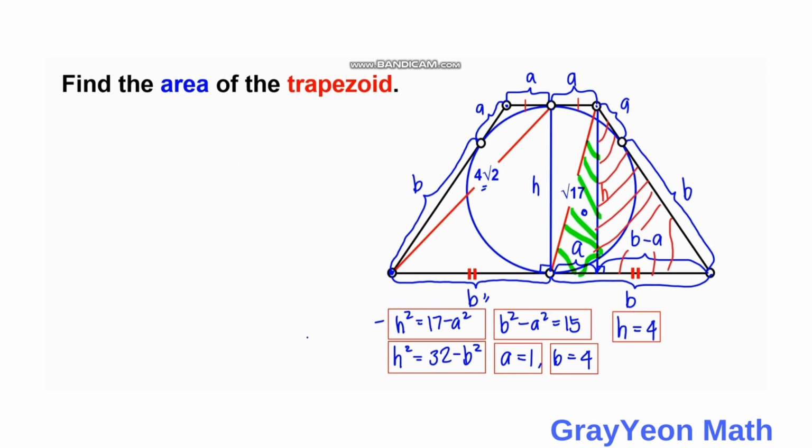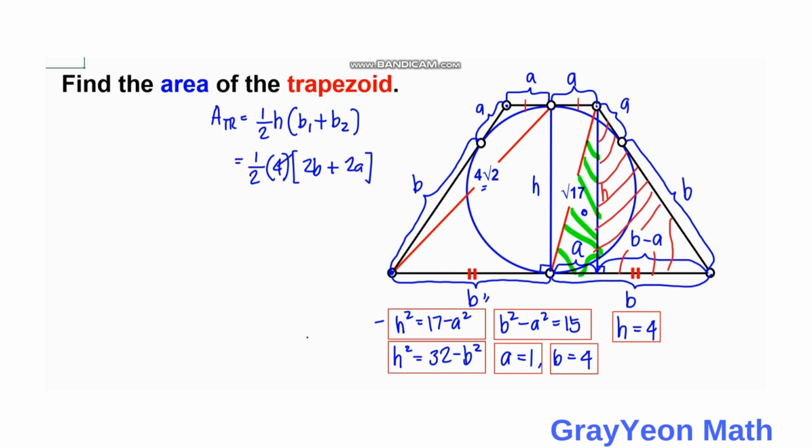Okay, so now for the final step, the area of the trapezoid. Let's call this TR, which is equal to 1/2 times the height times the sum of the bases, the upper base and the lower base. Let's call these B1 and B2. So 1/2 times the height, which is 4, and B1. Let's call B1 the bottom, so that is 2b, and B2 is 2a.